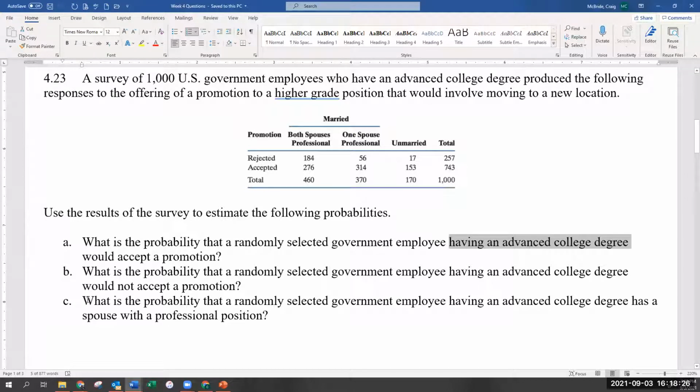Let's see. Oh, here we go. This is the confusing one. What's the probability a randomly selected government employee having an advanced college degree has a spouse with a professional position? That's where you have to look at both spouses with the professional position.